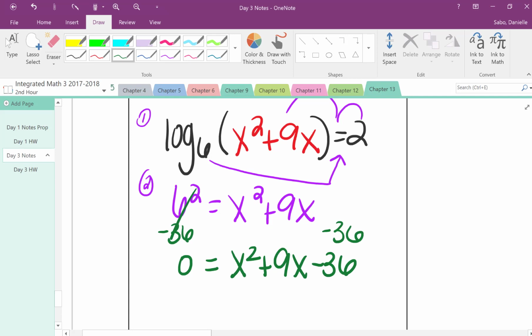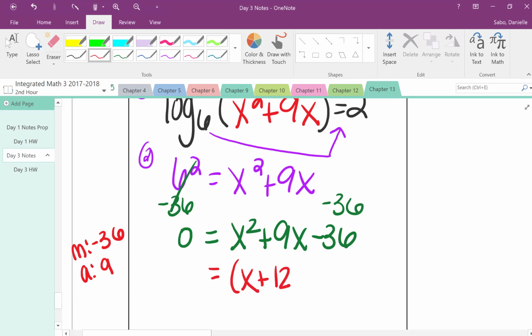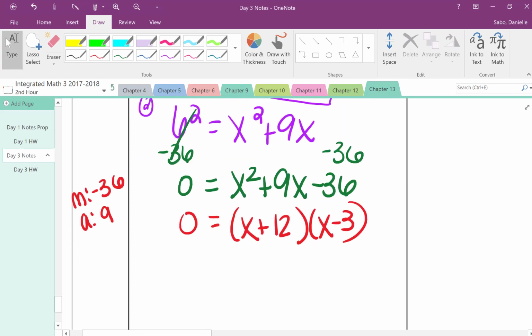Now here we go for those factoring people. I'll write it out for the first time. What multiplies to negative 36, but also adds to 9? Very good. 12 and negative 3. So I have x plus 12 and x minus 3. We are going to get 2 answers in this situation. Very good. This guy gives me x equals negative 12. And this is going to get me a positive 3.